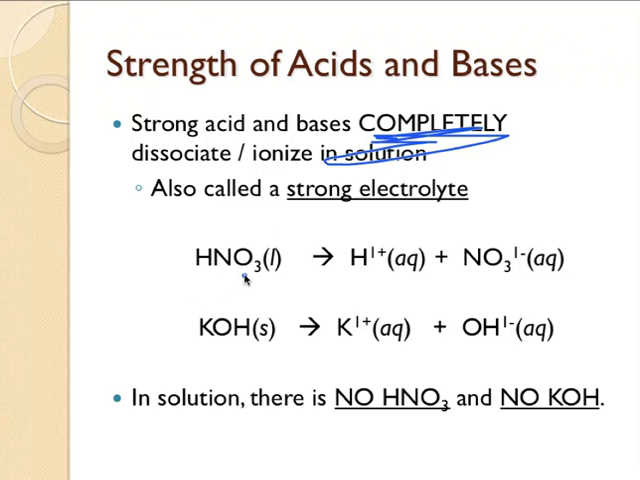Nitric acid is a strong acid. It goes fully into that hydrogen ion and the nitrate ion. Potassium hydroxide, as a solid, we know because this is a group 1 metal that it is soluble. So if I put potassium hydroxide in water, I'm going to get a potassium ion and a hydroxide ion. They go to completion. Okay?